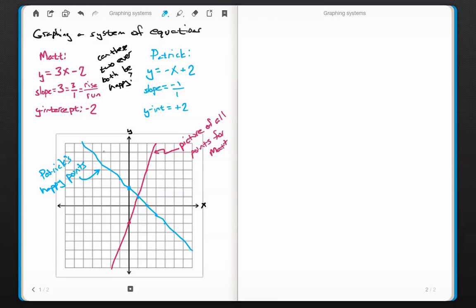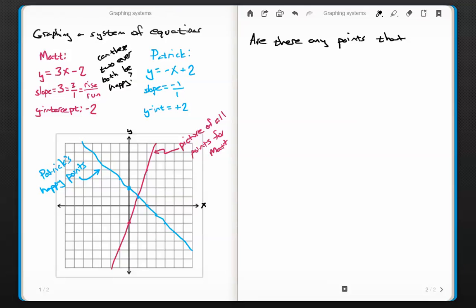Now the question is, are there any points that make Patrick and Matt happy?